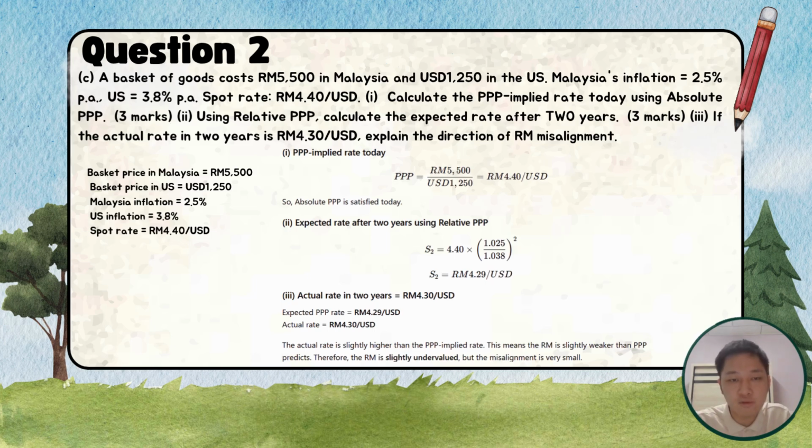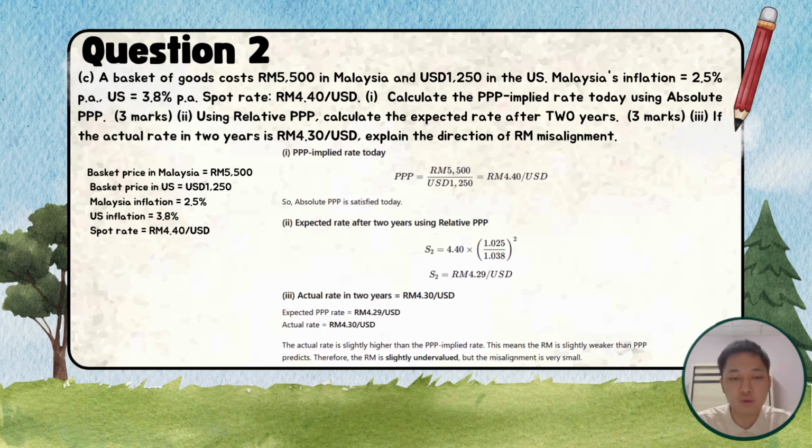Next, I use relative BPP to calculate the expected exchange rate after 2 years. Malaysian inflation rate is 2.5%, while the US inflation rate is 3.8%. Since Malaysian inflation is lower than the US inflation, the RM should appreciate slightly against the USD. I use the formula: current spot rate times (1 plus Malaysian inflation divided by 1 plus US inflation), and then square it because the period is 2 years. The expected rate is RM 4.29 per USD.